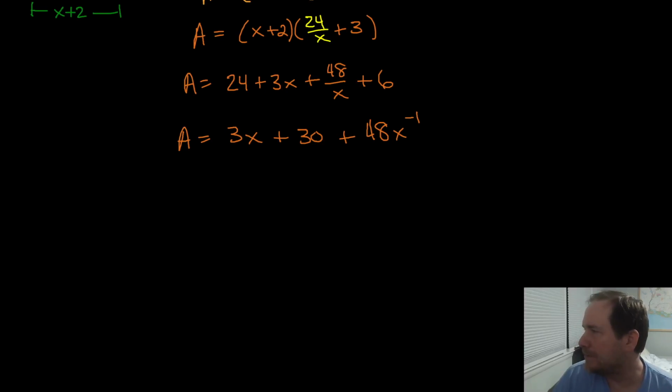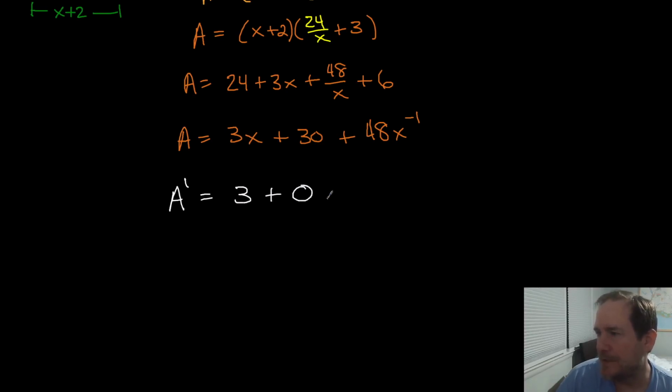So I don't know, let's switch over to white for that, why not? So we get A prime. We are now finally differentiating, and we get 3. And the derivative of 30, don't forget, is just 0, because that's a constant. Then we get minus a 48 times x to the negative 2. That's it. That's the derivative.